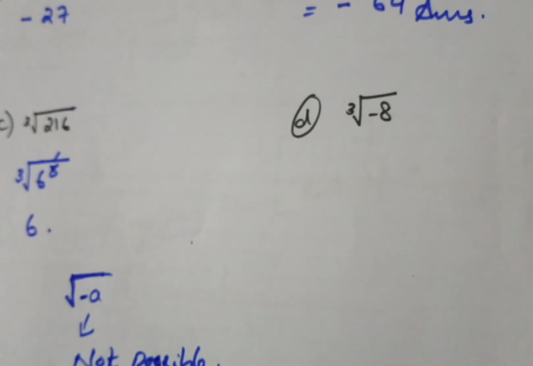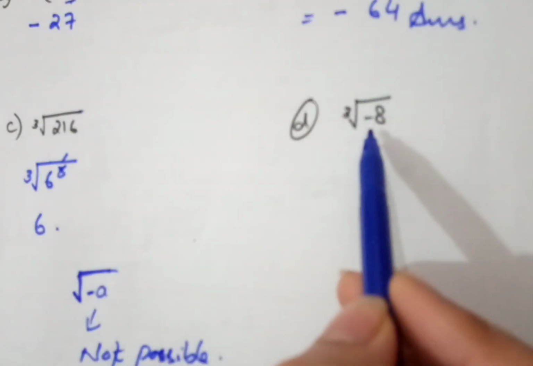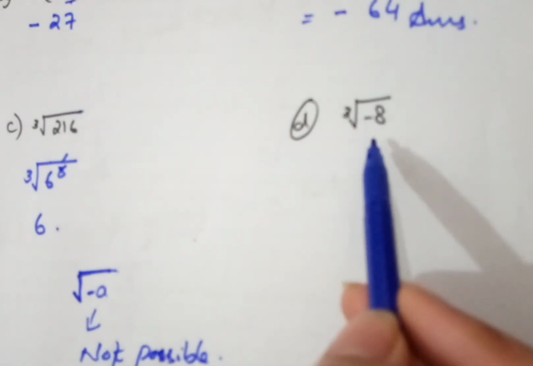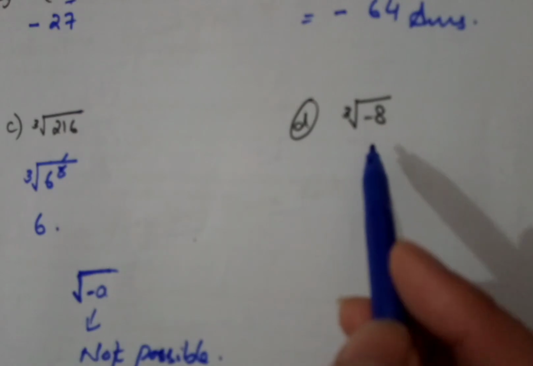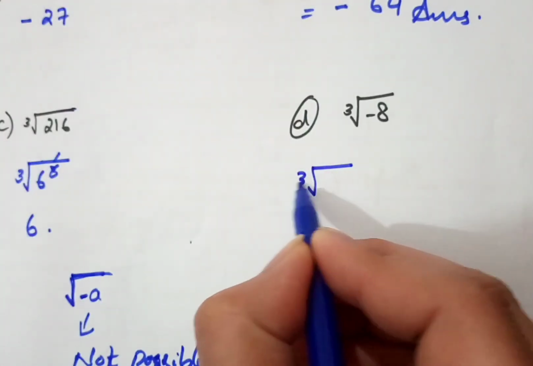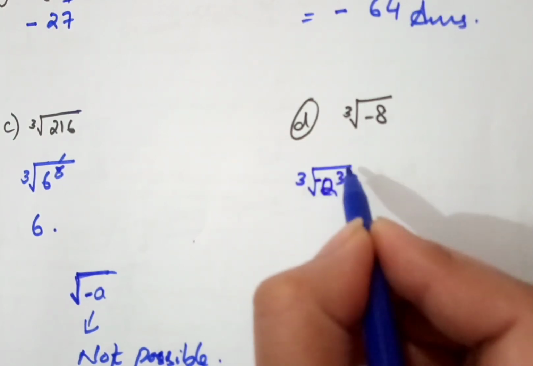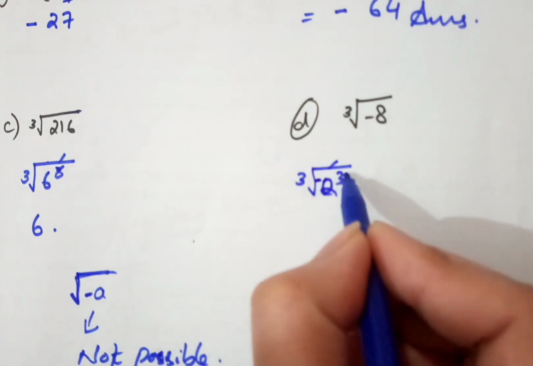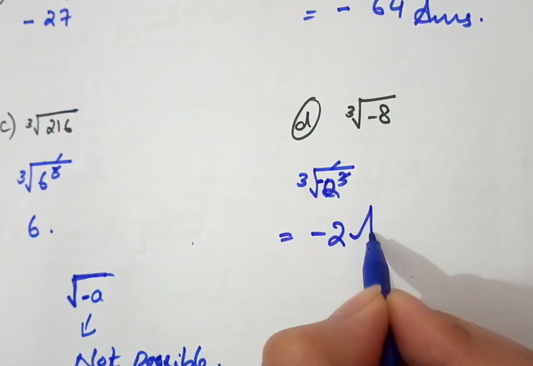Now we will move to our part D. We have the cube root of minus 8. As there is a minus sign inside the cube root, the solution is possible. We can solve it. 8 is a perfect cube of 2. This cube root and cube undo each other and we get the answer minus 2.